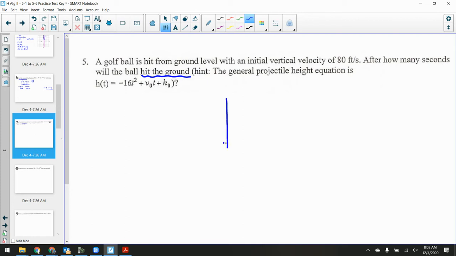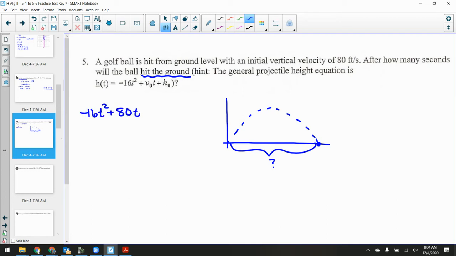Think about it. Here's my graph. That's what I want to know, right? That's the zeros. I'm going to have one at 0 because it's ground level, and the other one I want to know, that's going to give me my total time in air. So negative 16t squared plus 80t. Now, I would write plus 0, right? Because it's hit from ground level. Initial height, h0, is 0.